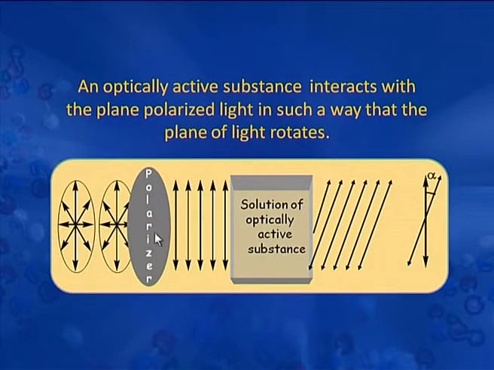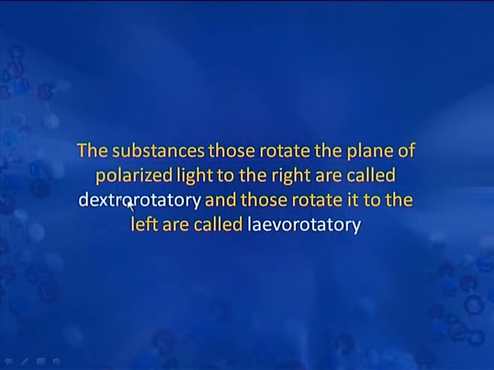So, this is ordinary light. When it is passed through a polarizer, we get plane polarized light. When this plane polarized light is passed through solution of any optical active substance, then we find that its plane has been rotated by some angle. Generally, this angle of rotation is represented by alpha. The substances that rotate the plane of plane polarized light to the right are called dextrorotatory, and those which rotate it in the left direction are called levorotatory.